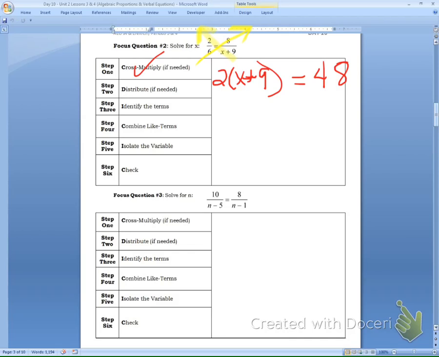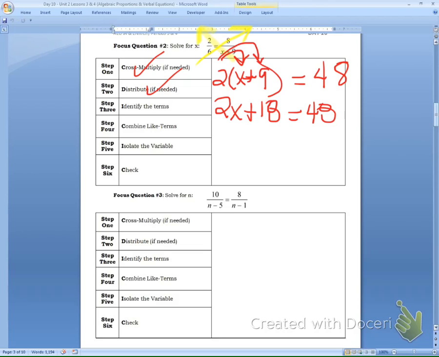So we've cross multiplied. Our next step is to distribute. We do have parentheses, so you have to distribute that 2. 2 times x is 2x. 2 times 9 is positive 18, equals 48.